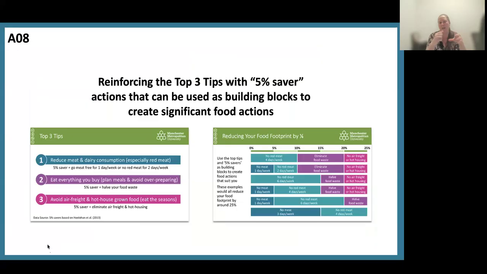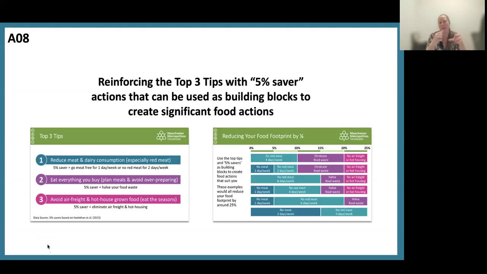In activity 8, which is the footprint of food, again, just to try and move us towards being able to build really significant actions and to re-emphasize the top 3 tips that were there previously. We've added 5% savers as building blocks so that you can then put them together to build a significant food-related action should you so wish.